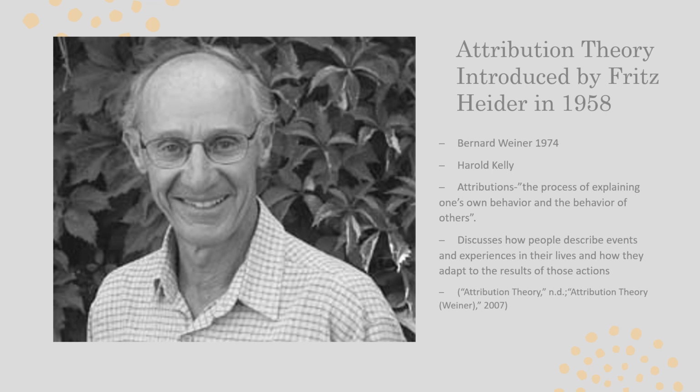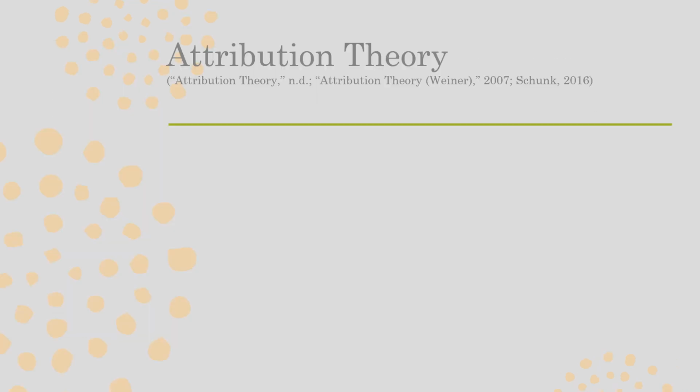And we'll move on to the attribution theory, introduced by Fritz Heider in 1958, further looked at by Bernard Weiner in 1974 and Harold Kelley. Attributions are the process of explaining one's own behavior and the behavior of others. It discusses how people describe events and experiences in their lives and how they adapt to the results of those actions. The theory is that people attribute results to something either internal or external and positive or negative.